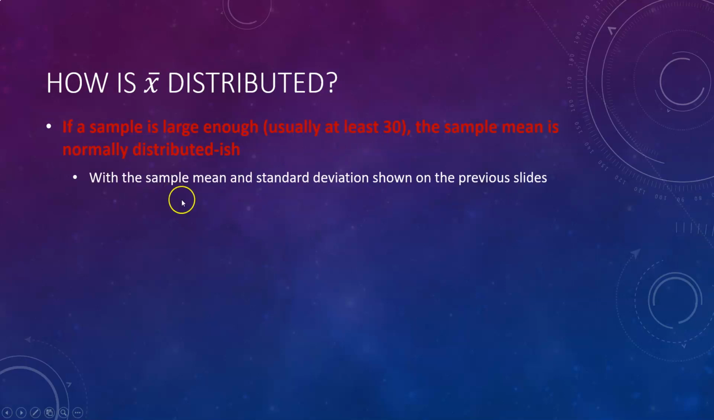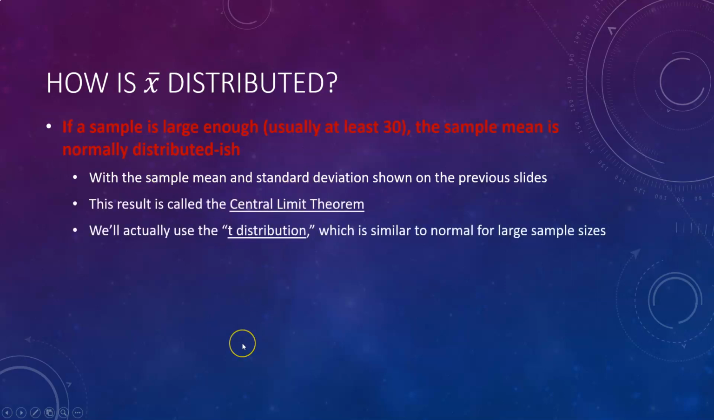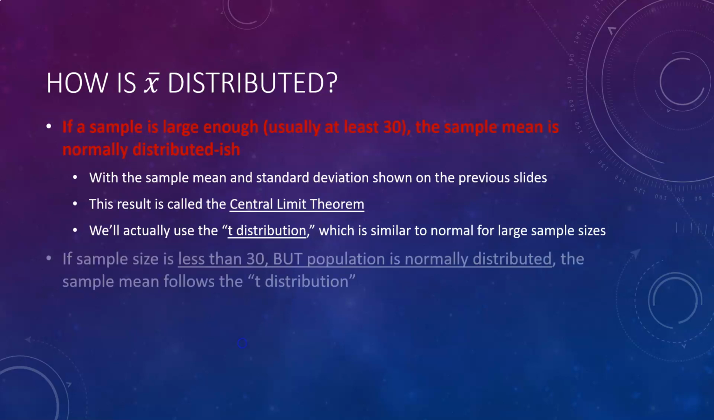The sample mean and the sample standard deviation are what we saw on previous slides. This result actually has a special name. It's called the central limit theorem. Now, we're actually not going to use the normal distribution for most of our work. We'll use something a little different called the t-distribution. The reason why is, if your sample size is less than 30, but the population is normally distributed, the sample mean follows the t-distribution.